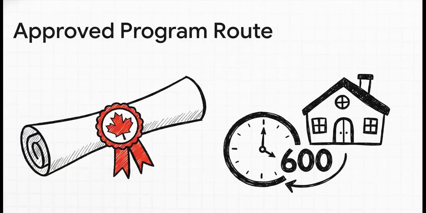So, if you're on that approved program route, it's pretty straightforward. You'll mainly just need your diploma from one of the designated Canadian colleges. There is one little exception to know about. If you're a graduate of the Technical Vocational High School in Winnipeg, you'll also need to document an extra 600 hours of practical experience after you graduate.